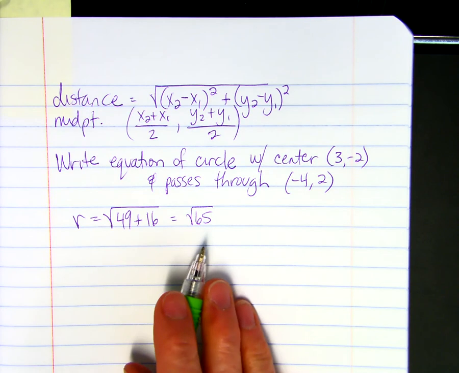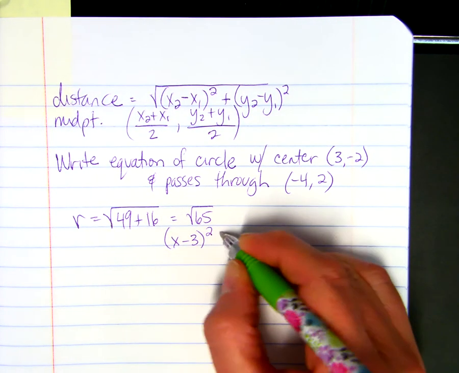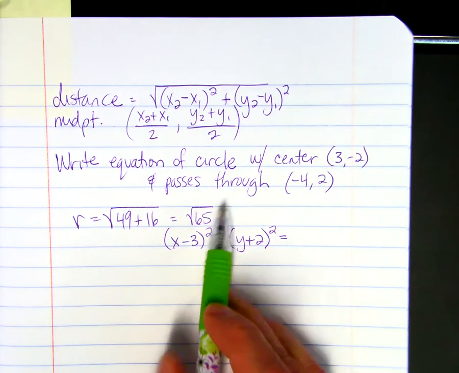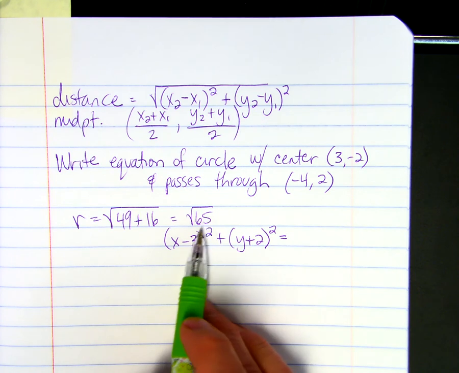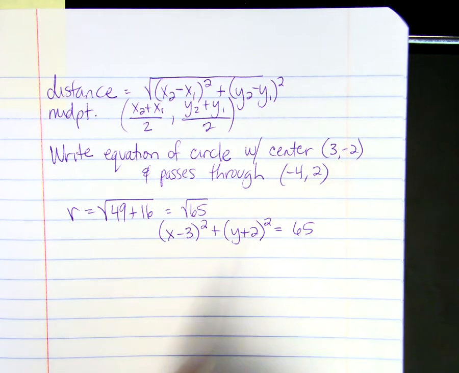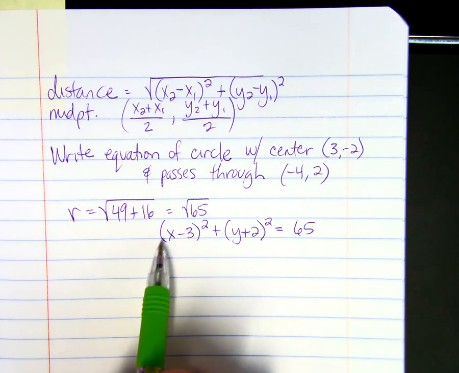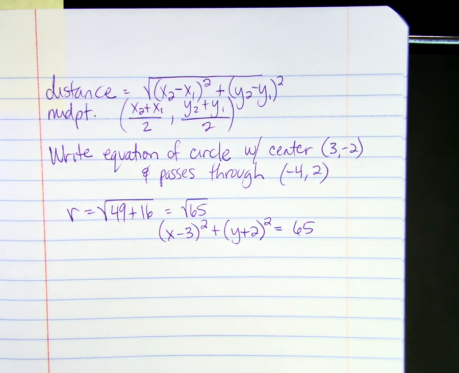Now when you write the equation, you use the center, so it's x minus 3 quantity squared plus y plus 2 quantity squared equals, and then you square the radius. Since the radius length is a square root and you square it, you just get 65 right here. That would be the equation of the circle that has center here and goes through that point. Don't need to simplify or anything.